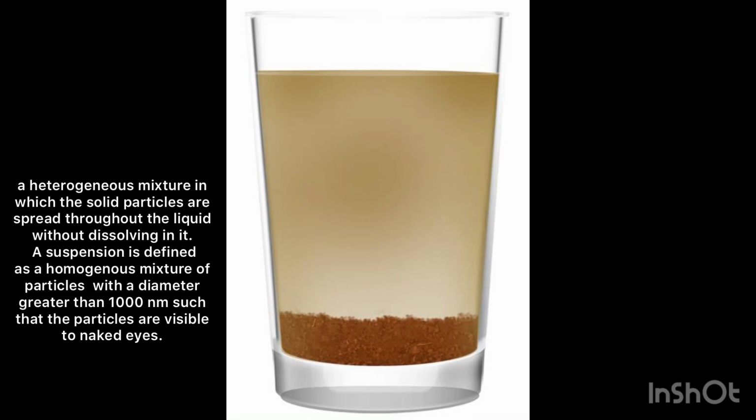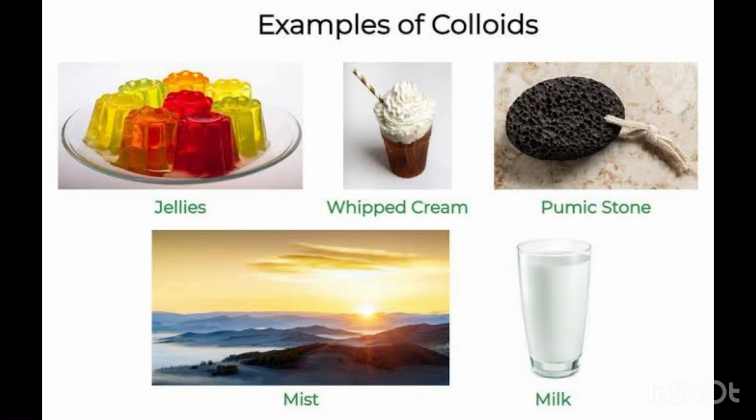This happens because the solute contains particles that are over 1,000 nanometers in diameter that could be seen with the naked eye, as you can see in the example above. And on the other hand, we have the colloid, which is also a heterogeneous mixture. A colloid is a heterogeneous mixture that has particles that are intermediate in size between those in a solution and a suspension. It has particles between 1 nanometer and 1,000 nanometers in diameter.